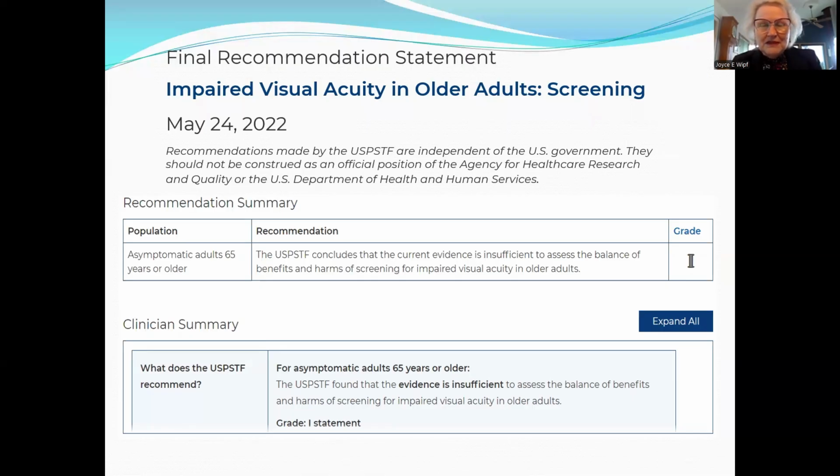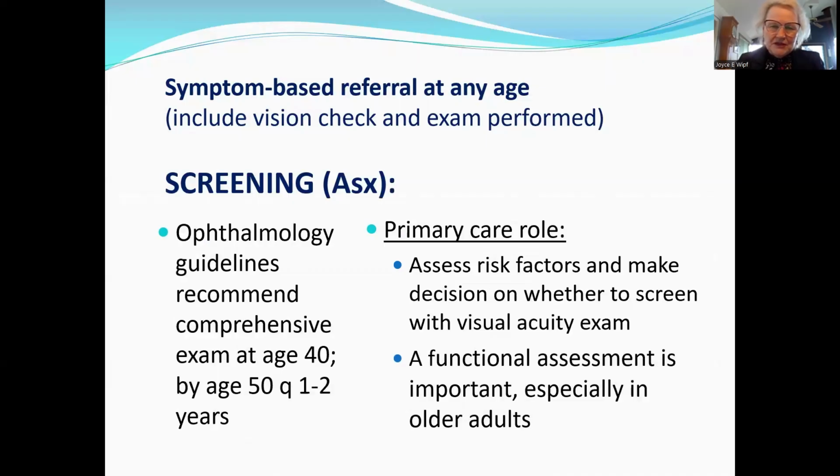And hopefully, with population health tools, we can start to identify, have large enough studies to show that there is benefit to screening. So the current recommendations, this is from ophthalmology guidelines. Now, we're not talking about symptom-based referral because, of course, we're going to do that at any age. If there's symptoms, including a vision check and the exam performed when we're putting in the referral. So ophthalmology guidelines recommend a comprehensive exam at age 40 and by age 50 every 1 to 2 years.